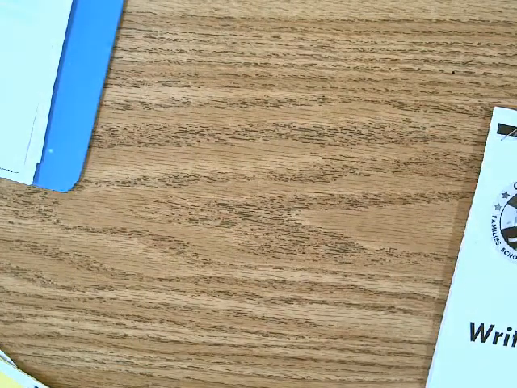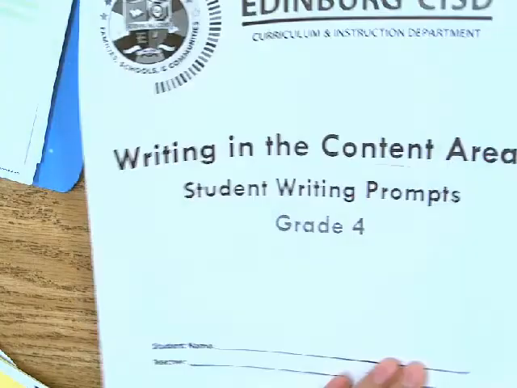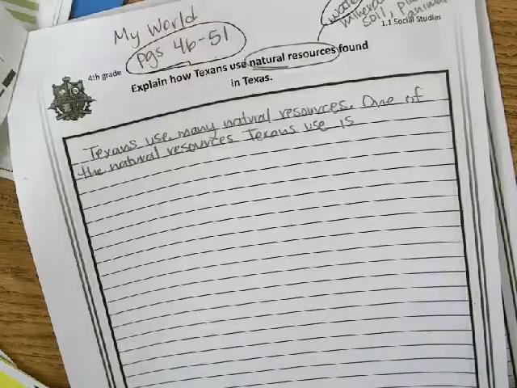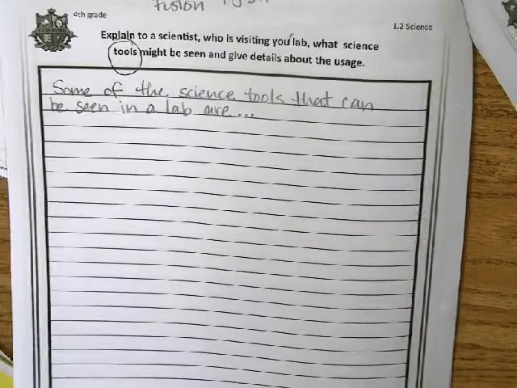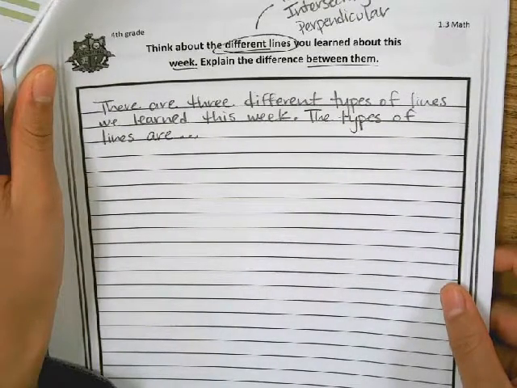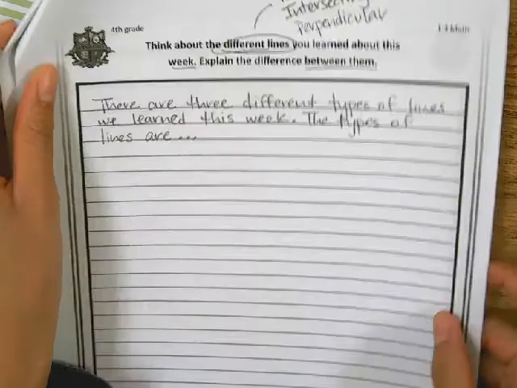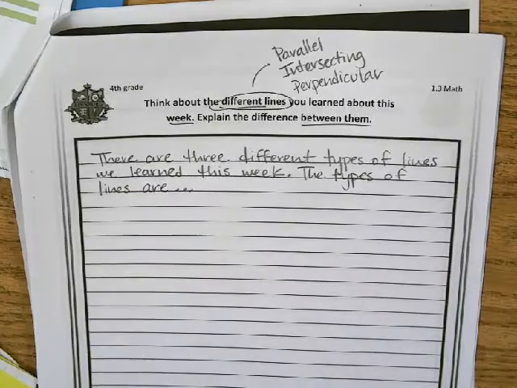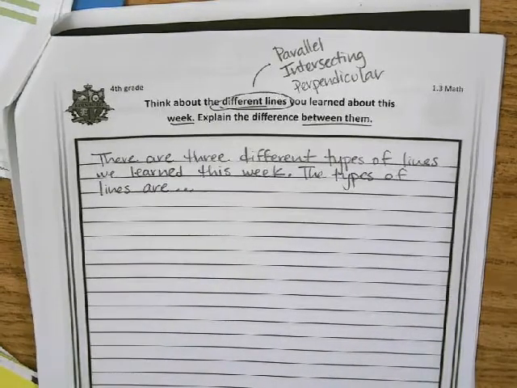And then we went ahead and finished our day with writing in the content areas. Now we have done 1.1. We've done 1.2. So this week it's 1.3. It says think about the different lines you learned about this week. Explain the difference between them. We wrote notes about that in our math journal.